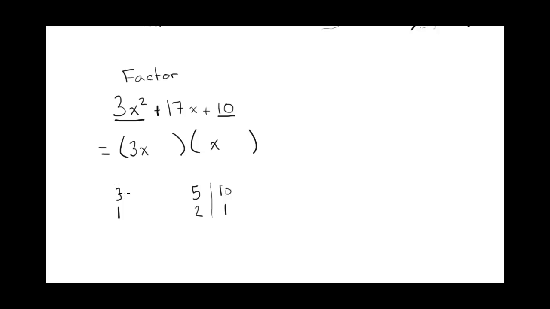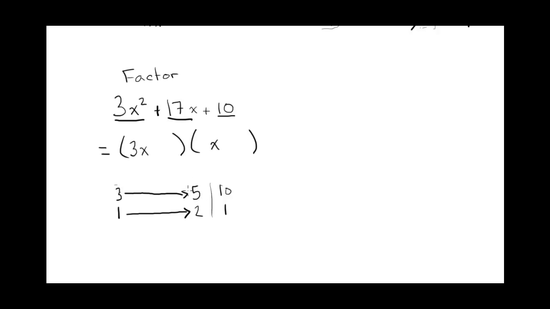So let's try 3 times 5, that gives us 15, and 1 times 2, that gives us 2. 15 plus 2 is 17. Okay, got lucky. That was it. First guess. So 5 and 2.